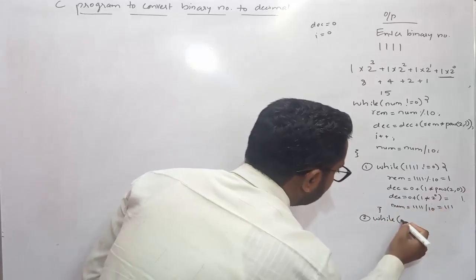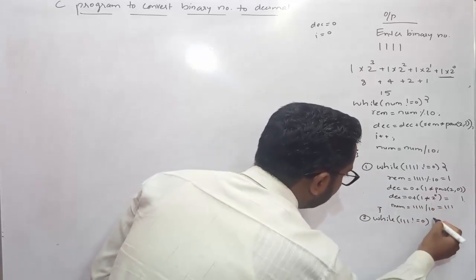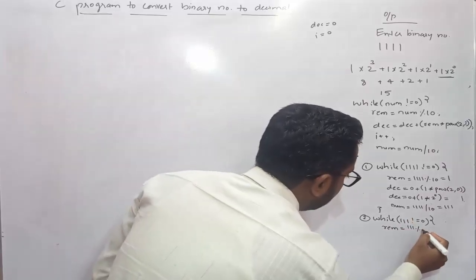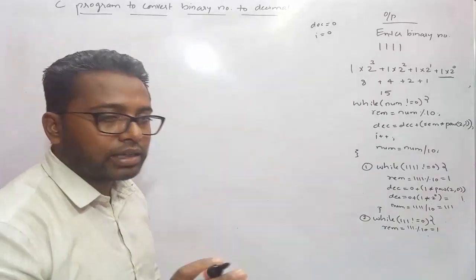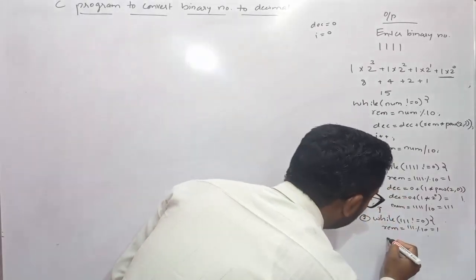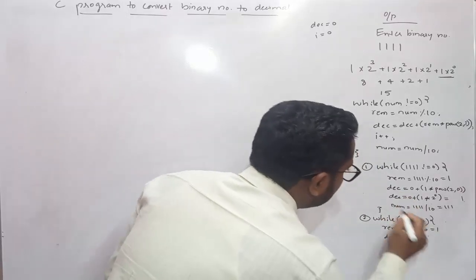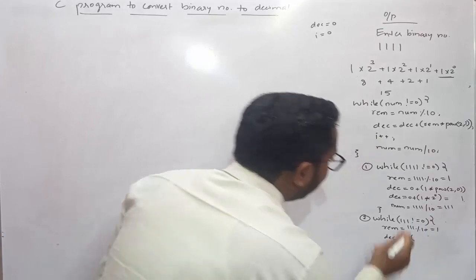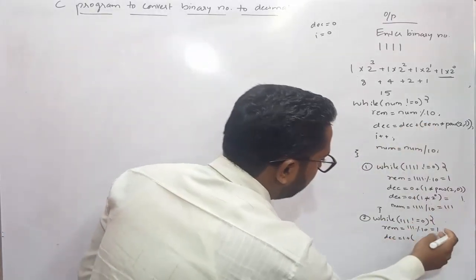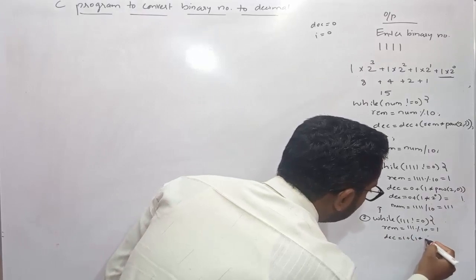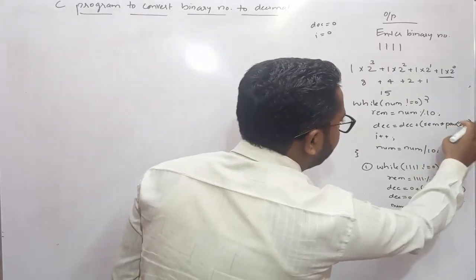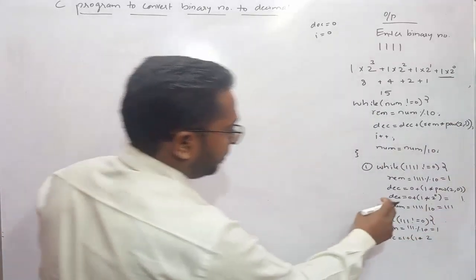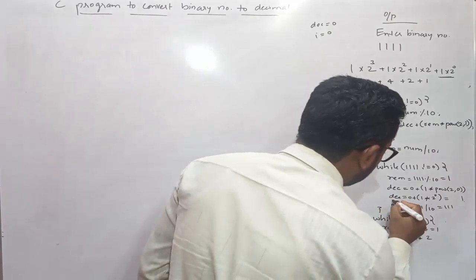While num, which is 111, is not equal to 0, then remainder equals num 111 mod 10. So I got 1 as a remainder. Then decimal equals, what is the value of decimal in the last iteration? 1. 1 plus remainder value 1, into power of 2 comma i, that means 2 raised to the value of i. Yes, I just forgot to increment the value of i here.